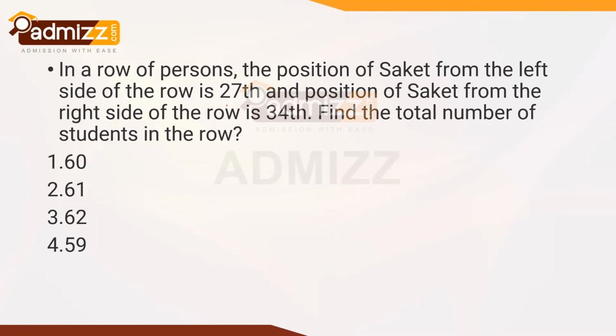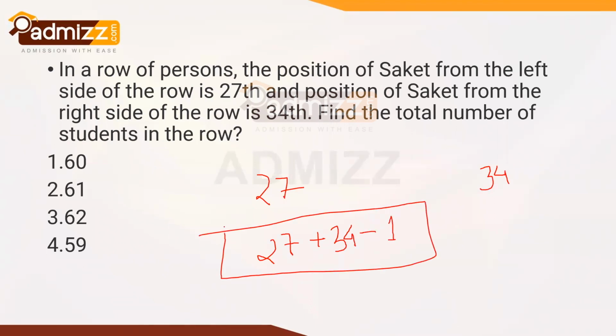Yeah. So from the left side, it's 27, right? From the left side, it's 27. From the right side, it's 34, right? So there should obviously be 27, right? Plus 34 minus 1 people in this particular thing, right? Is that clear? Is that clear why I subtracted 1 from this entire thing?